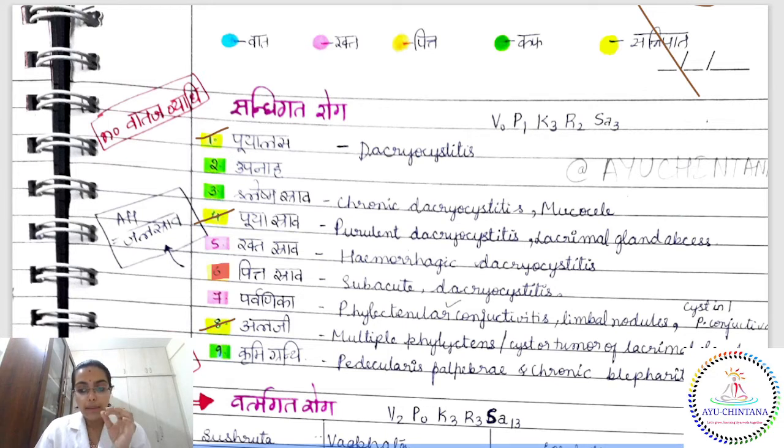Then Parvanika and Alaji. These are like twins, Parvanika and Alaji. They go together generally. Shukla Krishna Gata Sandhi. Parvanika and Alaji will be formed in Shukla Krishna Gata Sandhi. And finally, Krimi Granthi. Where does this form? Pakshma Vartmagata Sandhi. Krimi Granthi will form in Pakshma Vartmagata Sandhi.